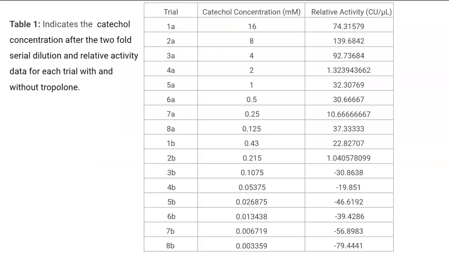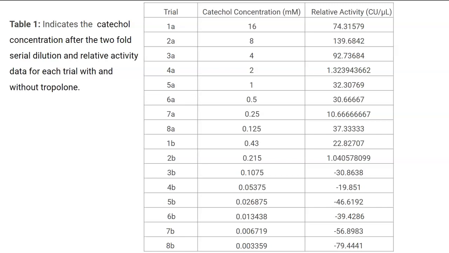So this is table 1. This indicates the catechol concentration of a twofold serial dilution and the relative activity of the data of each trial, with and without tropolone. So trials 1A through 8A are without tropolone, and trials 1B through 8B are with the tropolone. You can see the concentration gets cut in half with every trial, and on the third column the relative activity.